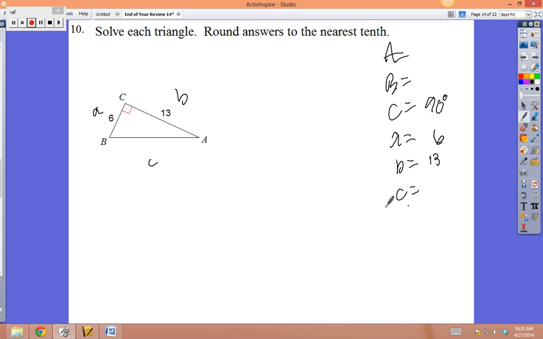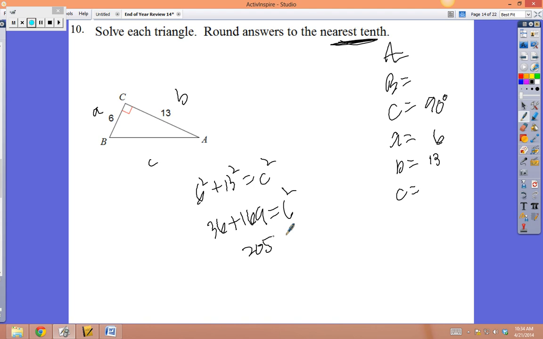You can find little c using Pythagorean's theorem. You could go 6 squared plus 13 squared equals c squared. So 36 plus 169 equals c squared. Then probably calculator, because they want to round to the nearest tenth, so we can just go to decimals, which is nice. 36 plus 169, 205 is going to give you your c squared. So now you square root the 205. So c is like 14.3.